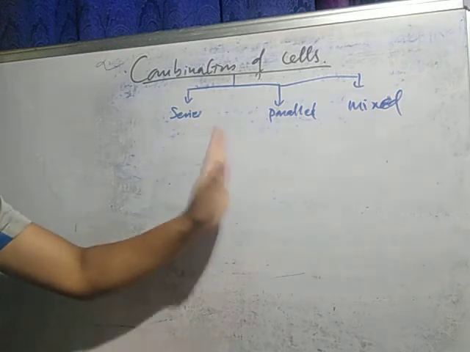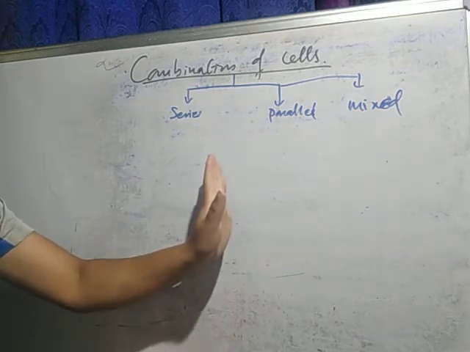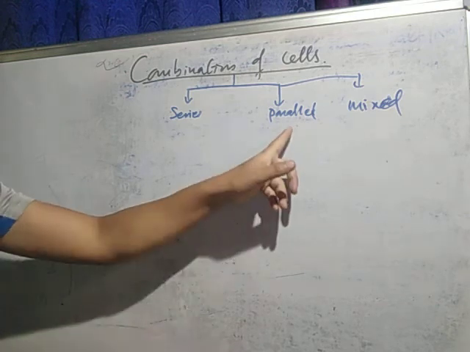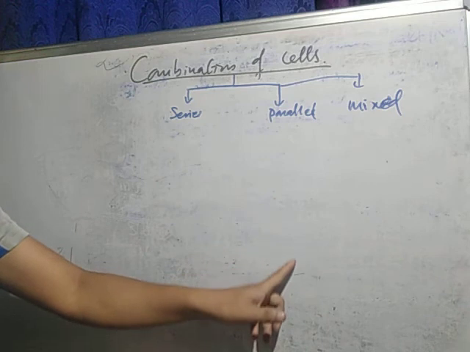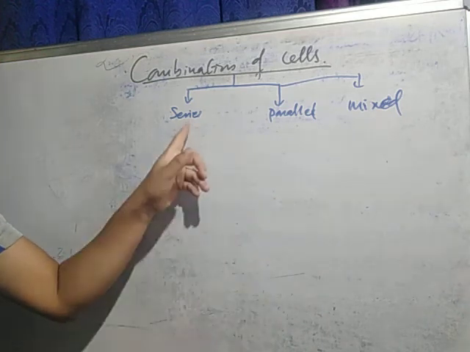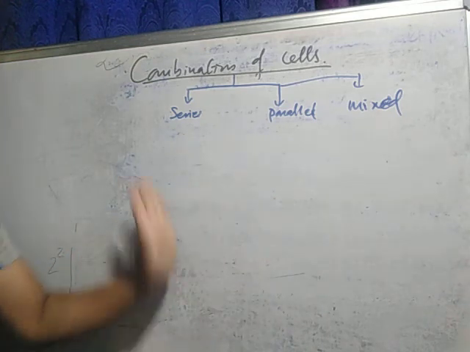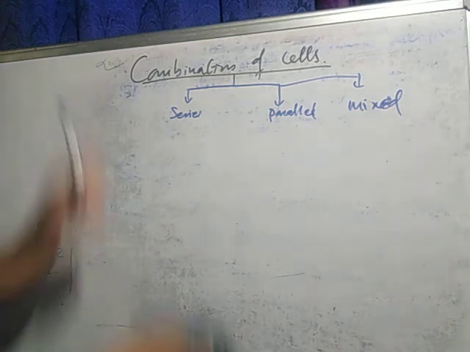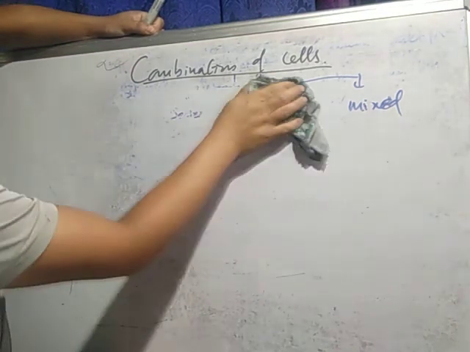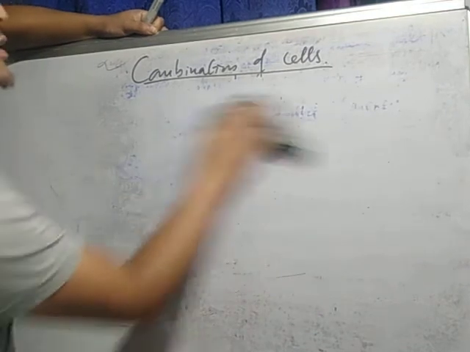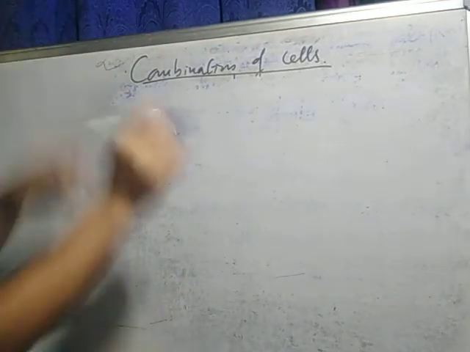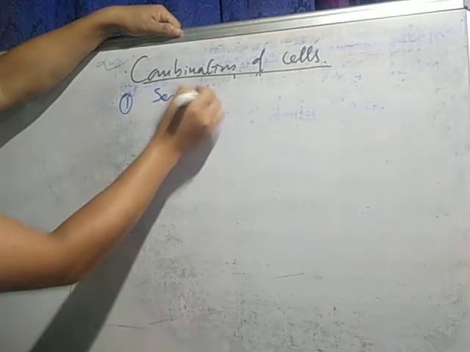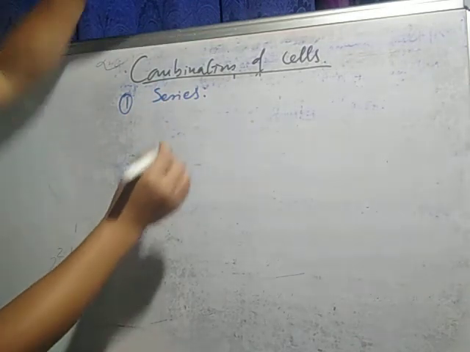So why this combination? As you know from class 10, in parallel you get low resistance, and in series, high resistance, right? Likewise in cells also we'll see what happens. So first let us start with series combination of cells. So first one is series, right? So draw this figure.